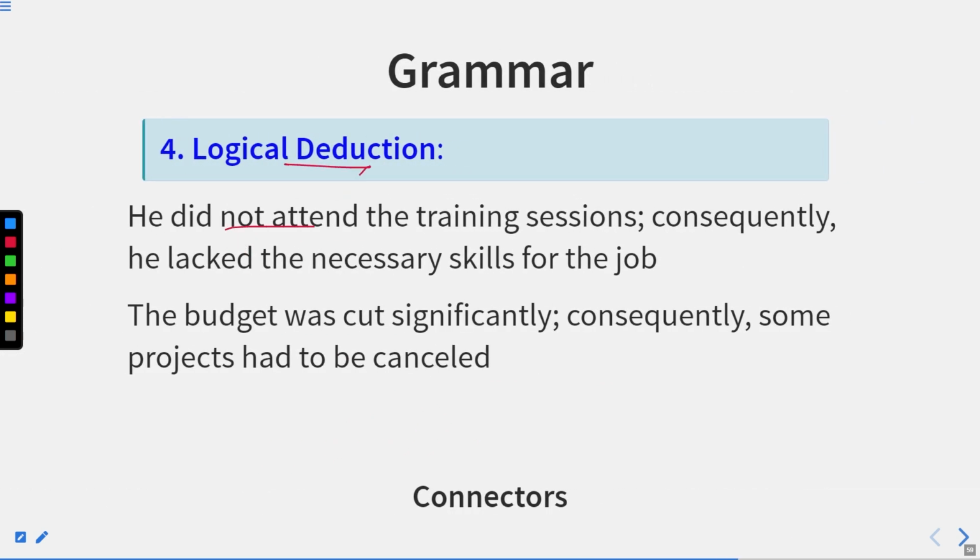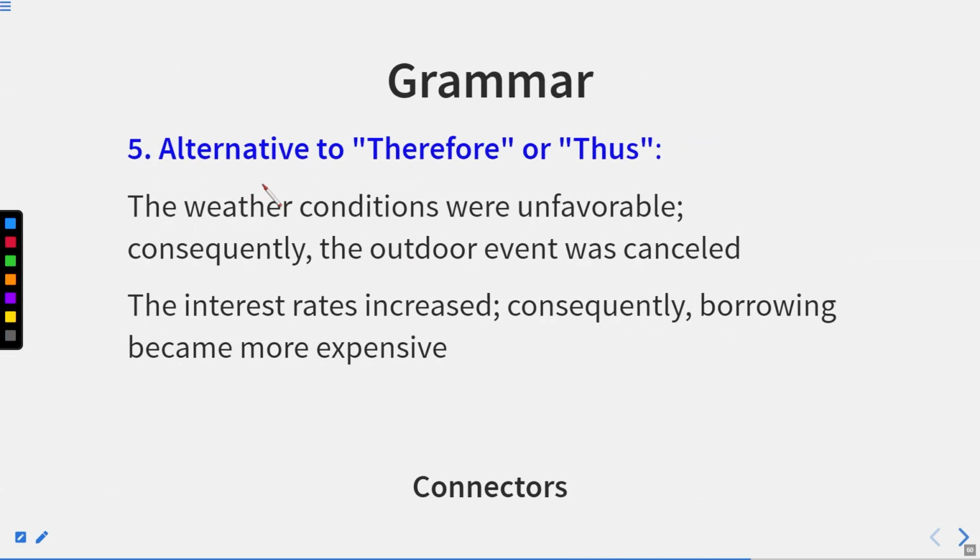Logical deduction: he did not attend the training sessions. Consequently, he lacked the necessary skills for the job. The budget was cut significantly. Consequently, some projects had to be cancelled. Alternatives to therefore or thus. So it can be used in place of therefore or thus. It can be the substitution of those words, or you can substitute these words with that.